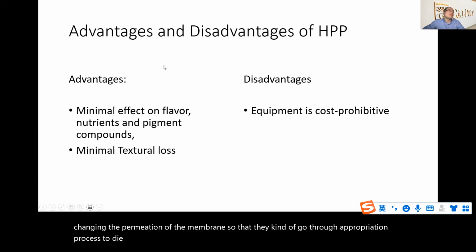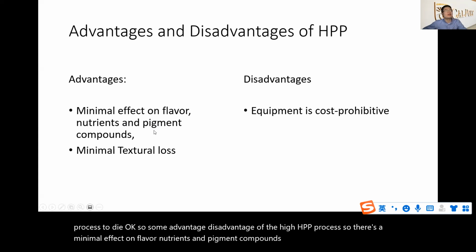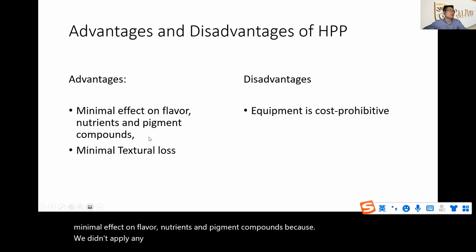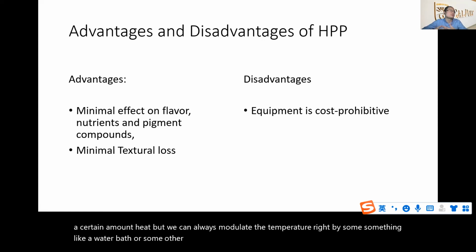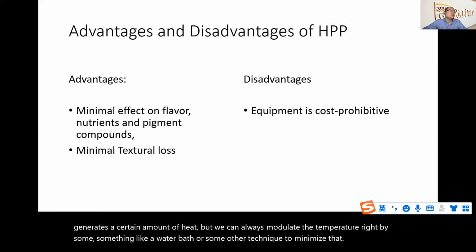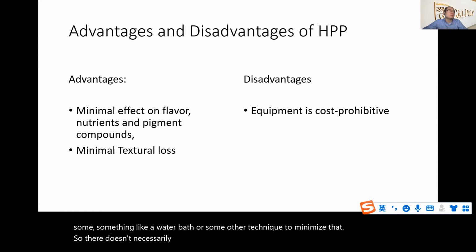Okay, so some advantages and disadvantages of the HPP process. There's a minimal effect on flavor, nutrients, and pigment compounds because we didn't apply any thermal treatment there. Actually, when we press it, the water generates a certain amount of heat, but we can always modulate the temperature, right? By something like a water bath or some other technique to minimize that. So there doesn't necessarily have to be any temperature fluctuation. And the second, the texture loss is also minimal, okay?